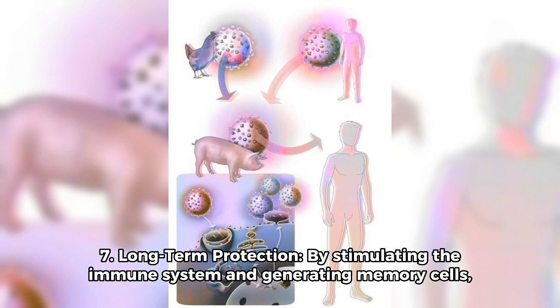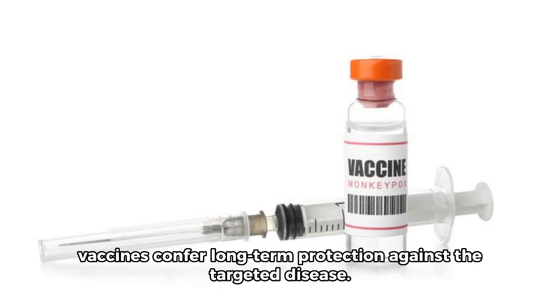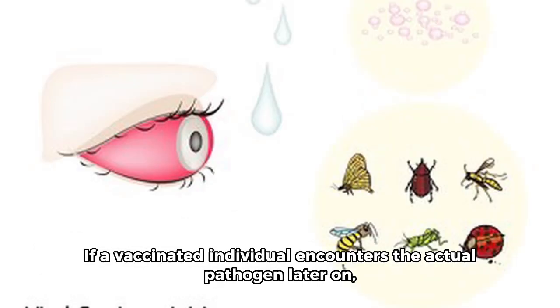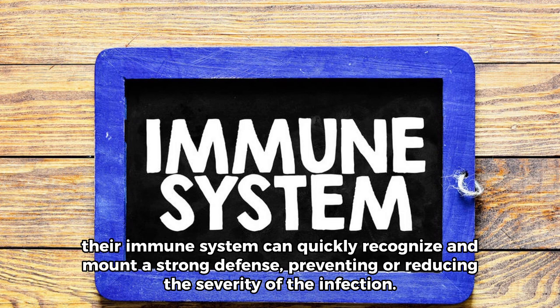7. Long-term protection. By stimulating the immune system and generating memory cells, vaccines confer long-term protection against the targeted disease. If a vaccinated individual encounters the actual pathogen later on, their immune system can quickly recognize and mount a strong defense, preventing or reducing the severity of the infection.